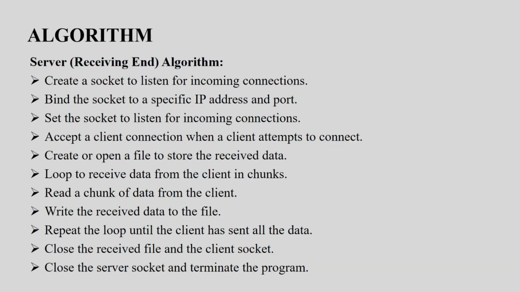Here is a clear explanation of server and client algorithms for a C program that performs file transfer over a network. First, the server sets up a communication line. We create a socket. Think of this like opening a telephone line. Then we bind this socket to a specific address and port number. After that, the server waits and listens for any incoming connection from a client.